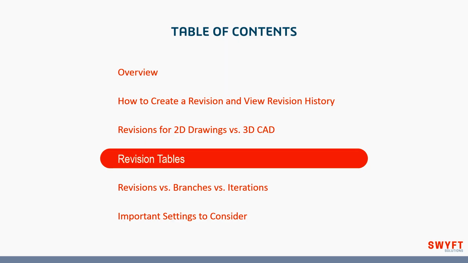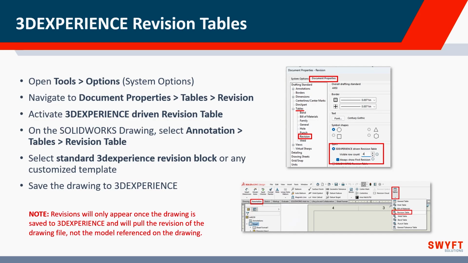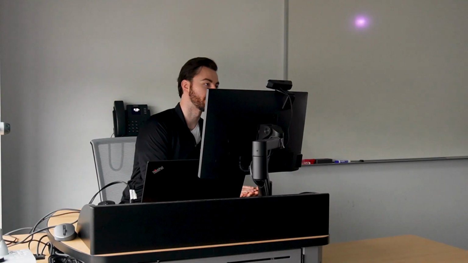So next up, revision tables. In terms of revision tables, if you go into your system options and then go over to your document properties tab, drop down tables and select revision, there is a section in there for the 3D experience driven revision table. Typically you could always add a revision table in SOLIDWORKS, and ultimately the goal of the revision table is to document what change has been made on the drawing, and you can see that history.